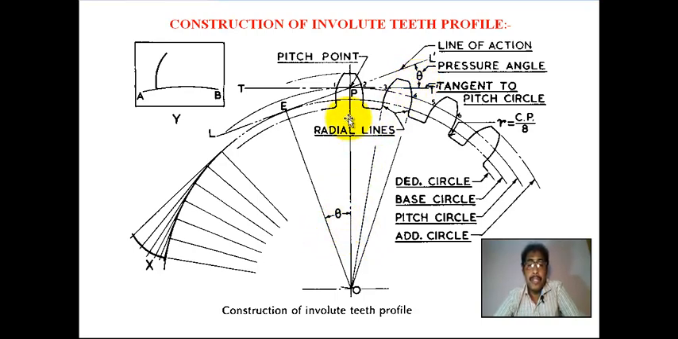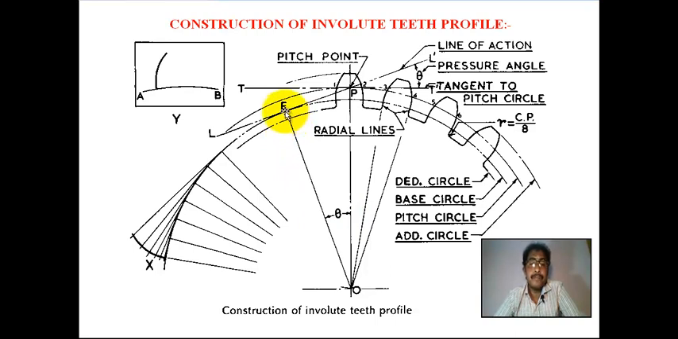Again, with the y-axis, we set an angle theta. This is theta. We draw a line. This line of action L L dash and this line O E intersect at point E. This is the special angle theta.